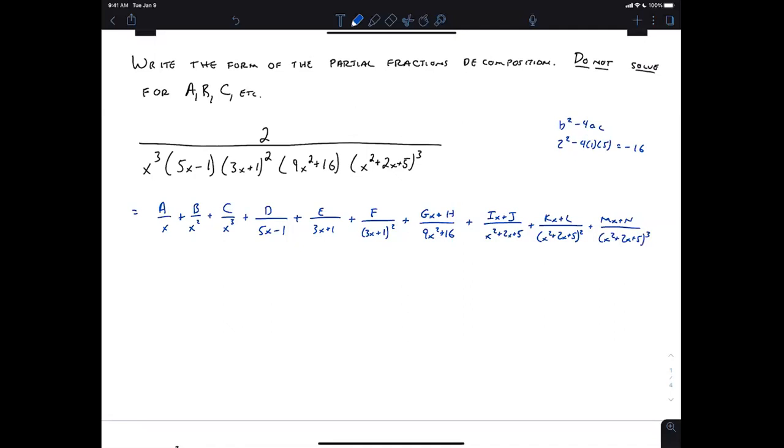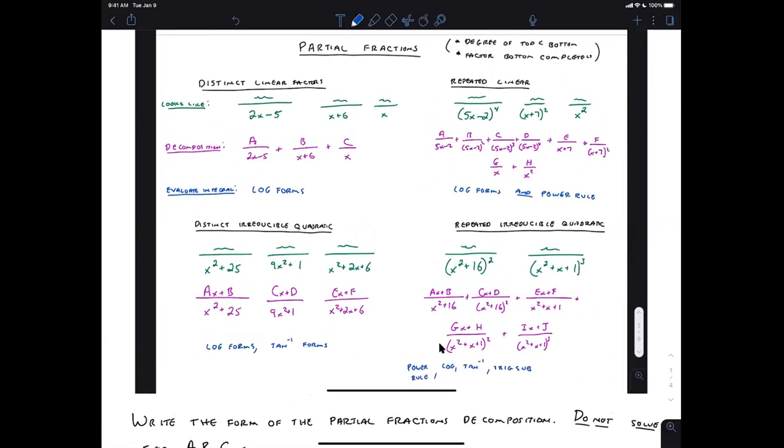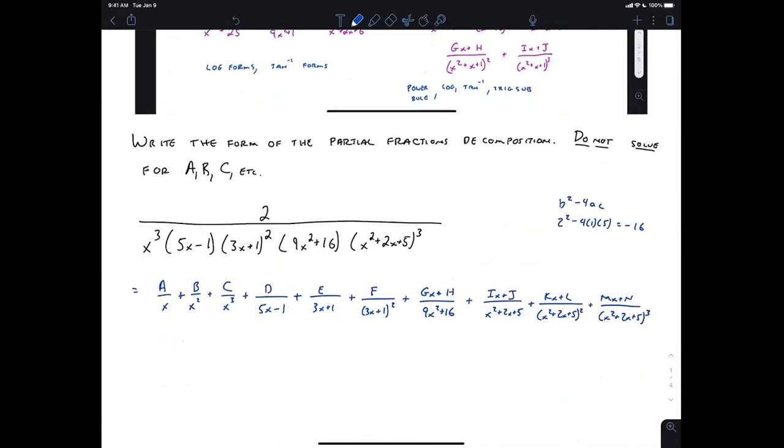Okay, so that's just getting at the idea that we're talking about up here in purple, that this is how you break down each of those cases. This is one where all of those cases happen to show up somewhere in that problem.